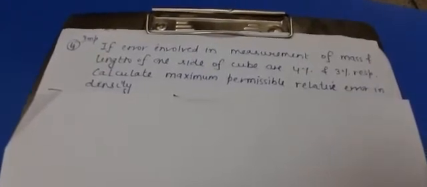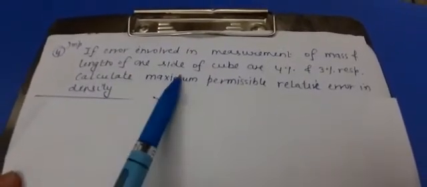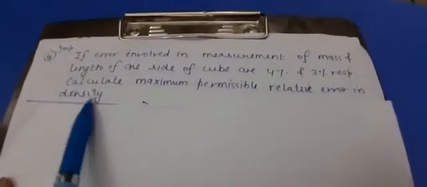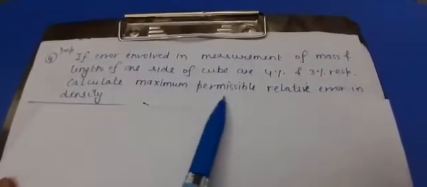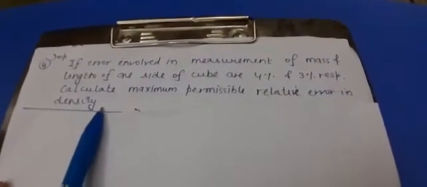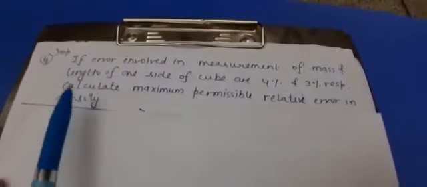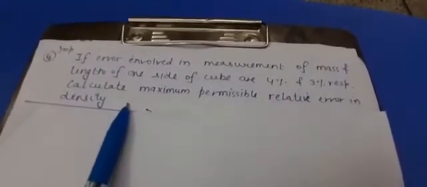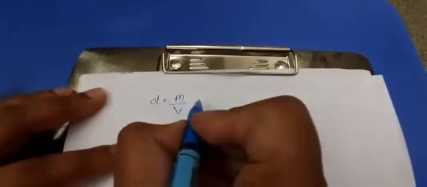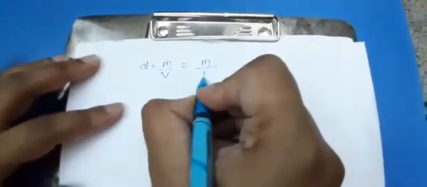Now, the next numerical. If the errors involved in the measurement of mass and length of one side of a cube are 4% and 3% respectively, calculate the maximum permissible relative error in density. See here in this question, we have been asked the relative error in density, but the percentage variation in mass and length has been given. So density is mass per unit volume, and the volume of a cube with the given side will be length cubed.